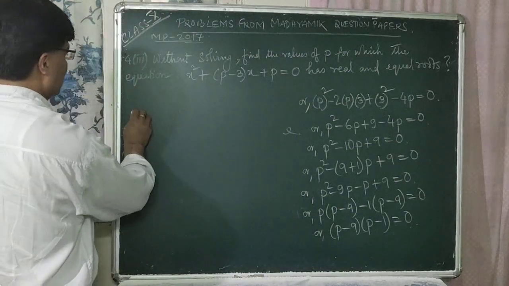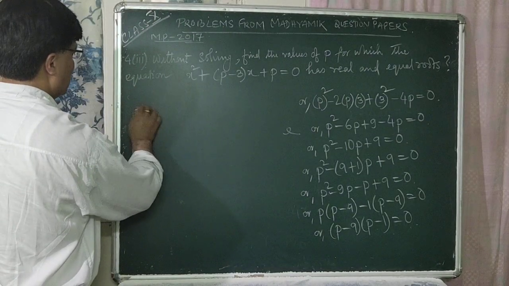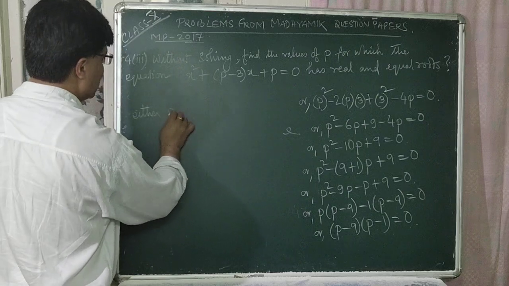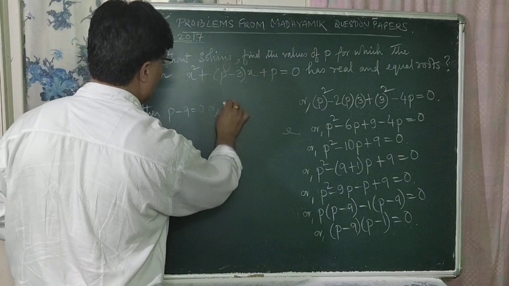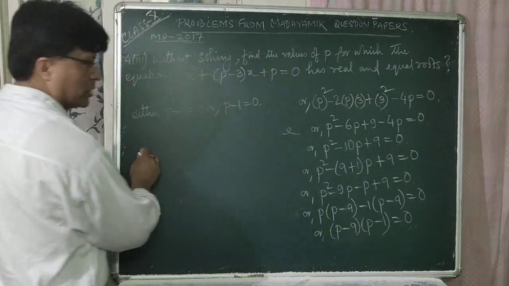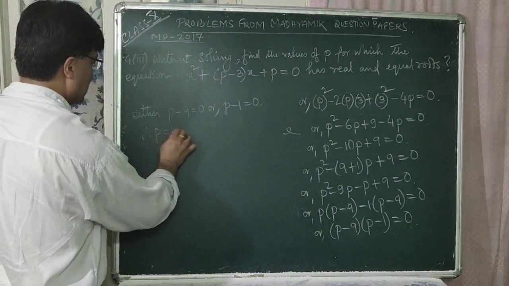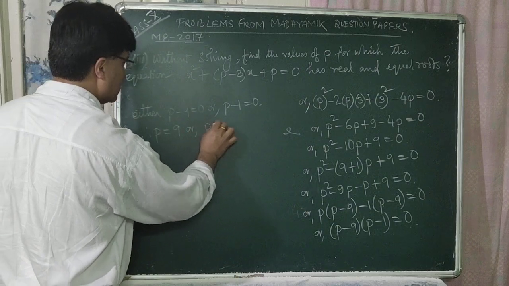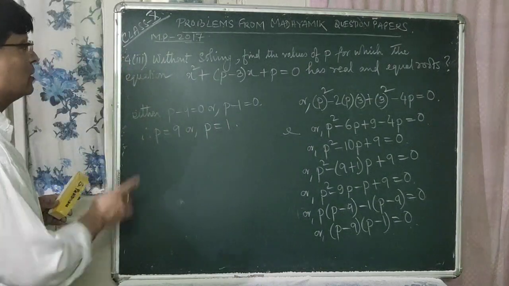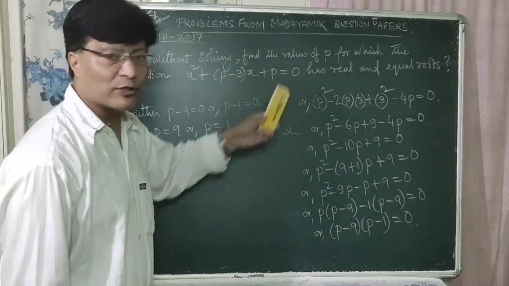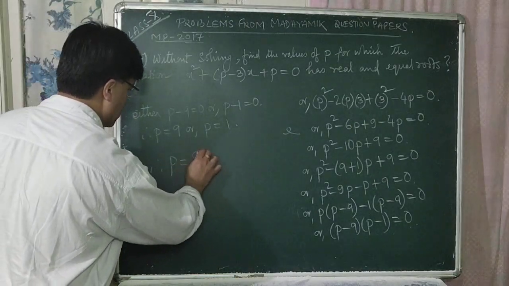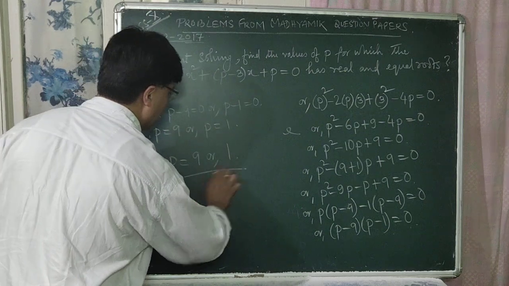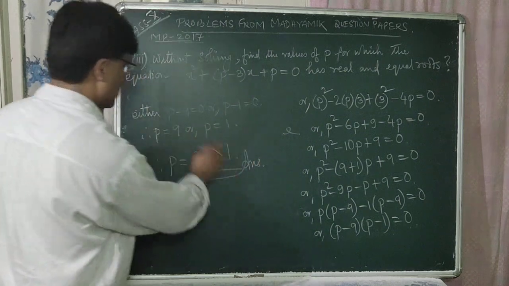So either p minus 9 is equal to 0, or p minus 1 is equal to 0. That is, here we get p is equal to 9, or this is p is equal to 1. So now in this case, you have to get the values of p. So we have got it. That is, p is equal to 9 or 1. So this is the answer.